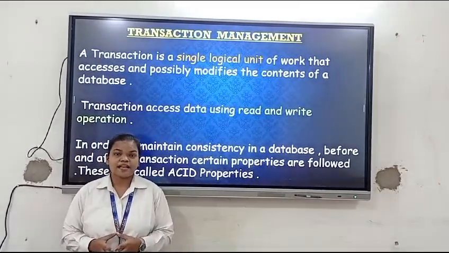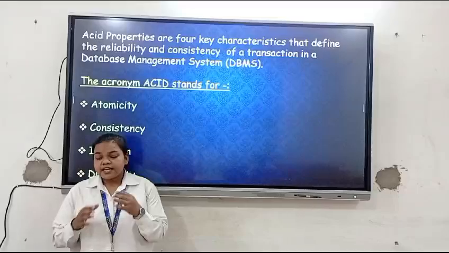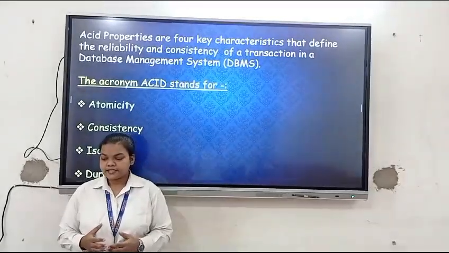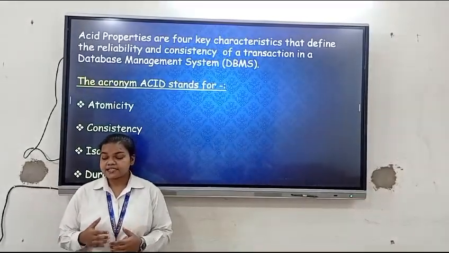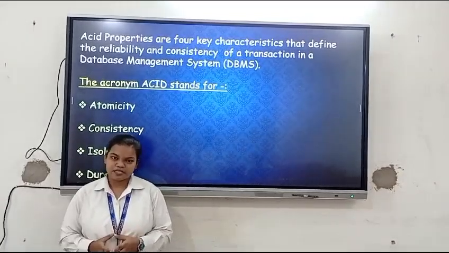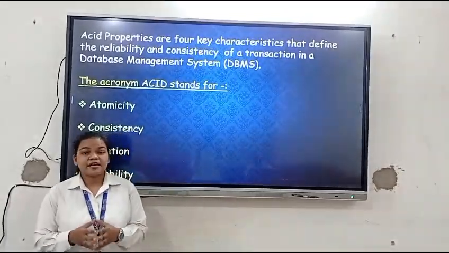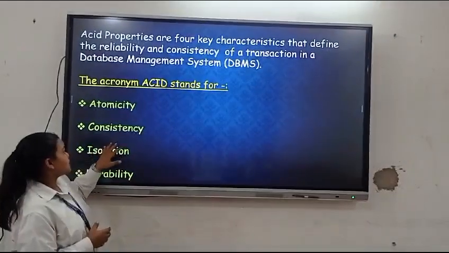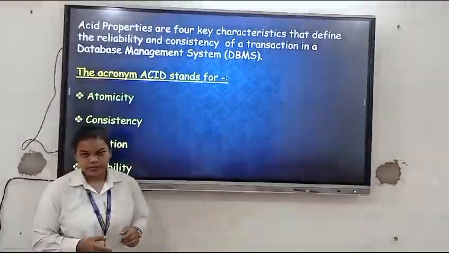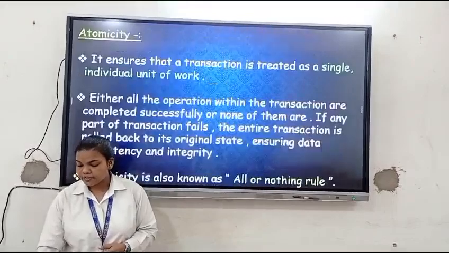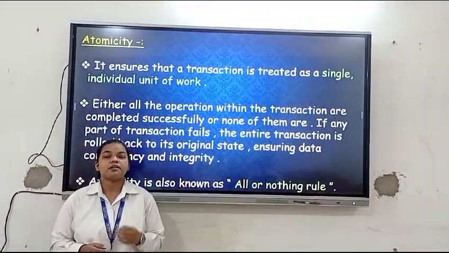These properties are known as ACID properties. The ACID properties are four key characteristics that define the reliability and consistency of a transaction in a database management system. The acronym ACID stands for atomicity, consistency, isolation, and durability. Now we will understand each acronym in detail.